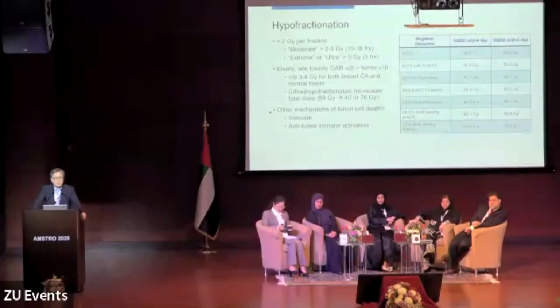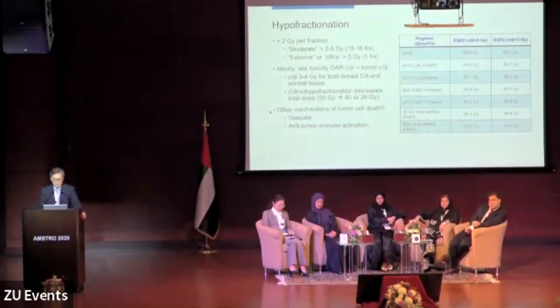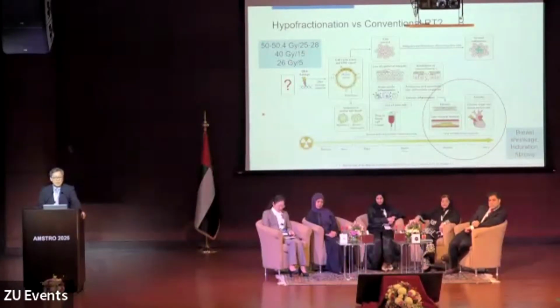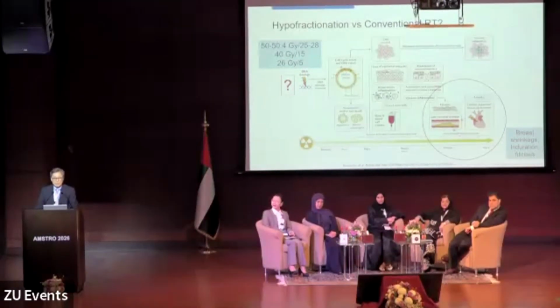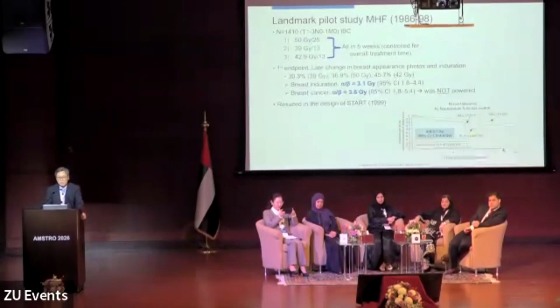And also, is there a different mechanism of cell death when we increase the dose per fraction? Are we inducing some immune response, as the first speaker spoke of yesterday, and also effects on the vascularity? So when we compare the different dose regimens, the conventional versus the moderate hypofractionation versus the ultra, we're going to get the acute effects. But what we're most interested in is months and years down the road in terms of the late effects, looking at breast effects, the shrinkage, induration, and fibrosis.